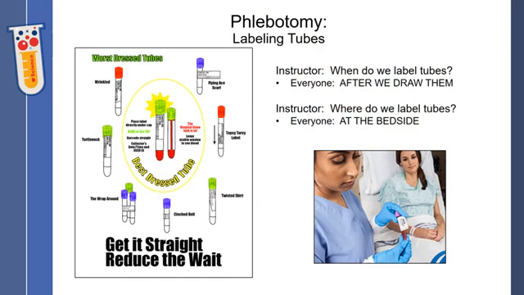So properly labeling your tubes is vital. Make sure the labels are straight, not wrinkled, not twisted, not stuck over the lid, whatever else. They need to be straight and wrapped around the tube just like is shown in that illustration there. Always label your tubes after you draw them and always label them at the bedside or while the patient is still present. I want you guys to know this.